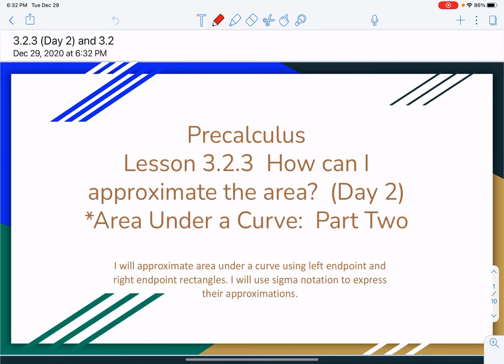Lesson 323, Part 2, and an introduction to Lesson 324.